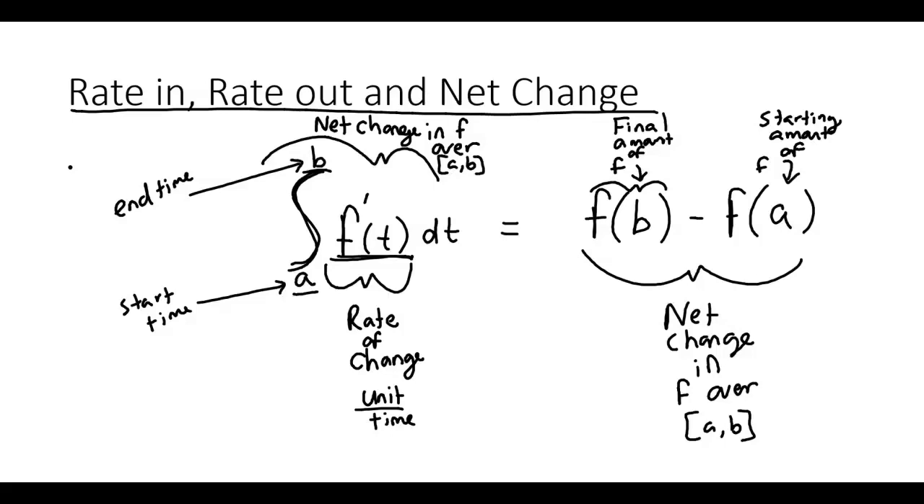So that's all of our information. I want you guys to be aware that this is a derivative, which is a rate of change, and it has some kind of unit over time as its units. This is the ending time, this is the starting time, and when you integrate it, it becomes the net change in the antiderivative over time.